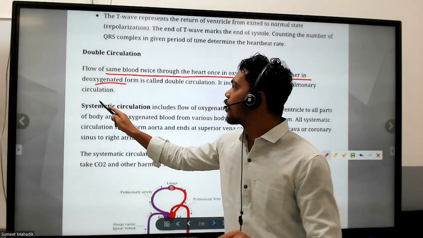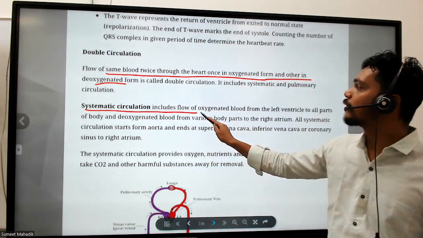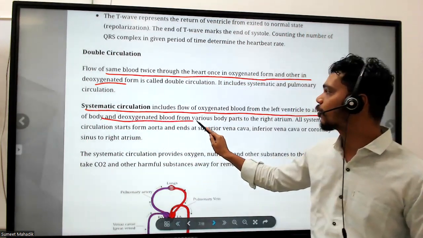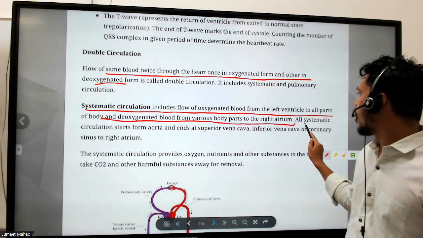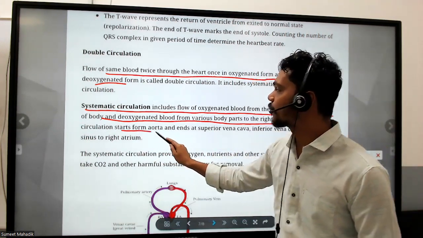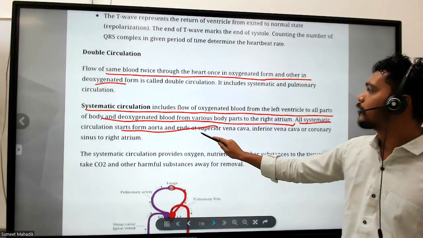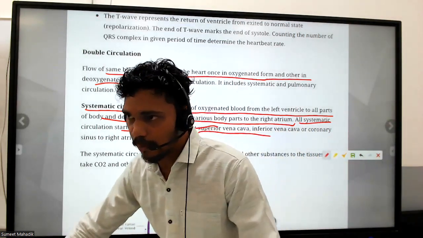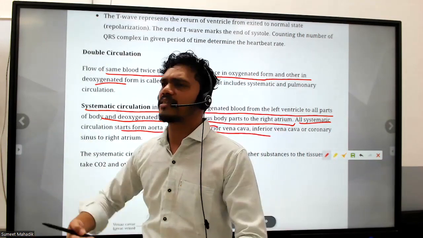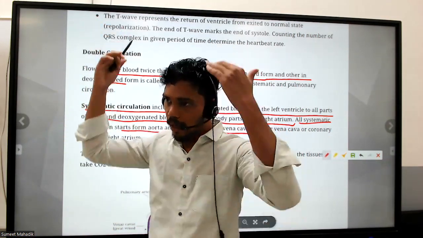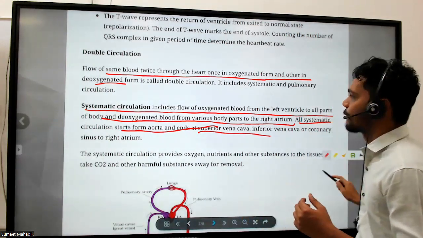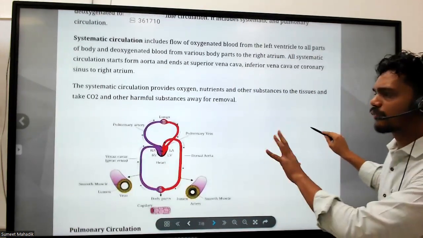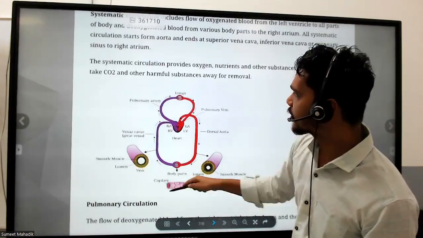Please make sure. Now, systemic circulation includes the flow of oxygenated blood from the left ventricle to all the body parts and deoxygenated blood from the various body parts to the right atrium. All the systemic circulation starts from the aorta and ends at the superior vena cava. I just told you, na, inferior vena cava carries the blood from the downside, and the superior from the above side. The systemic circulation provides oxygen, nutrients. We all are aware about this, right? So this is the double circulation.